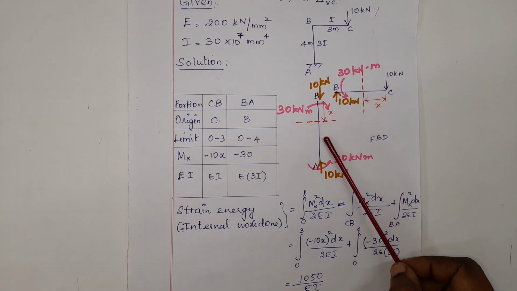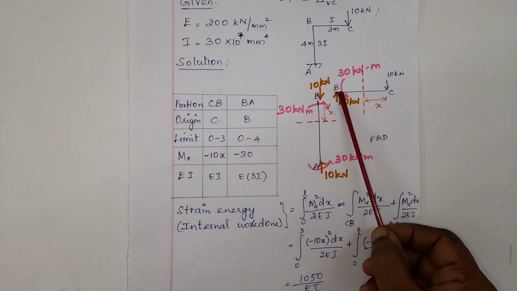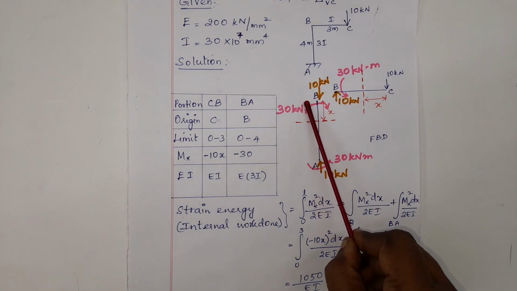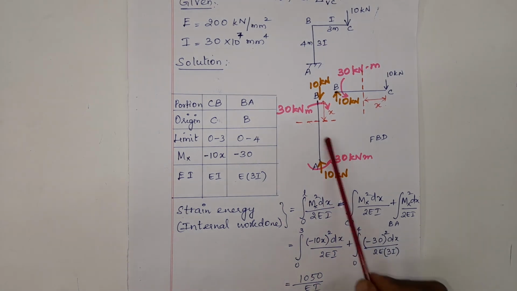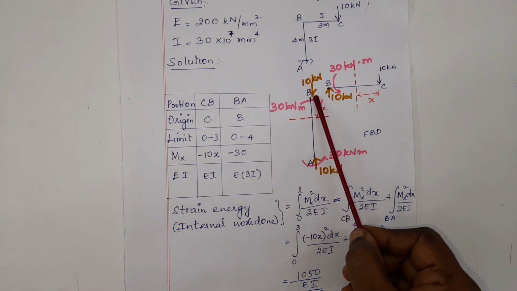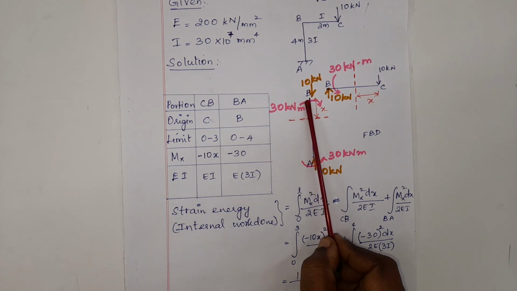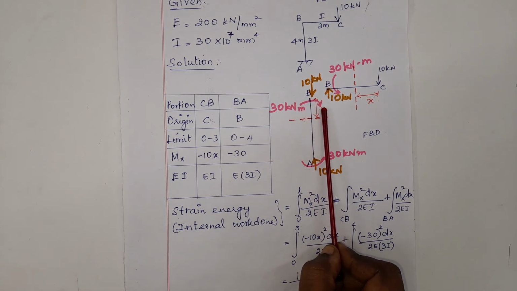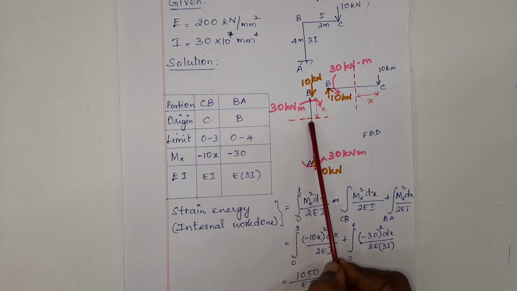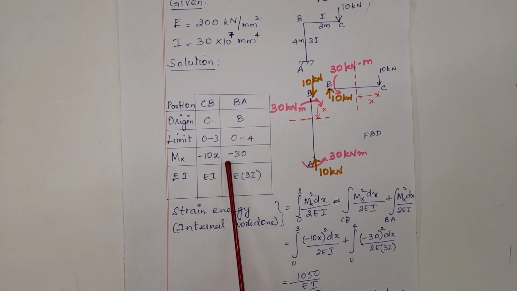When I go to the next column, I don't consider all these because the resistance is transferred to this column. So whatever is there in this column I consider for writing my moment expression. When I take a section at a distance of x from B, this 10 kilonewton is acting axially. That doesn't cause any moment. This 30 kilonewton meter is acting in the clockwise direction. This pushes the column outside. That is taken as a negative bending moment or hogging bending moment. So it is written as minus 30.